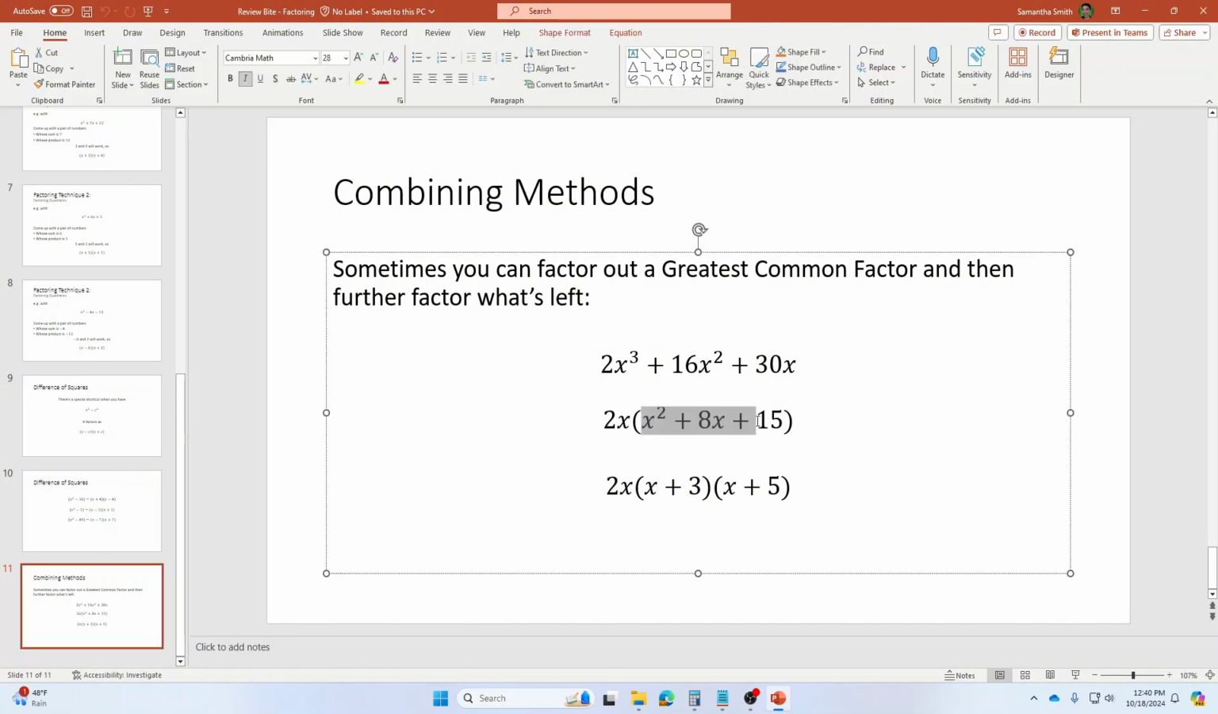But now I can further factor this quadratic that's been left in the parentheses by asking myself, can I think of a pair of numbers whose sum is 8 and whose product is 15? The two numbers that achieve those goals are 3 and 5. So here I get 2x in the front, and then this quadratic in the back has been split into x plus 3 and x plus 5.